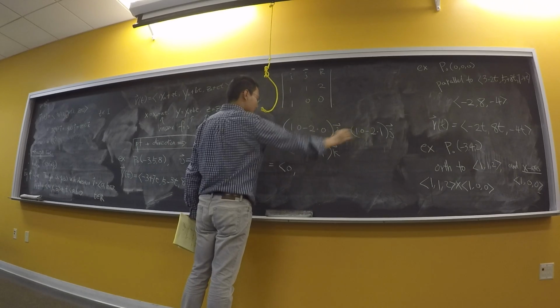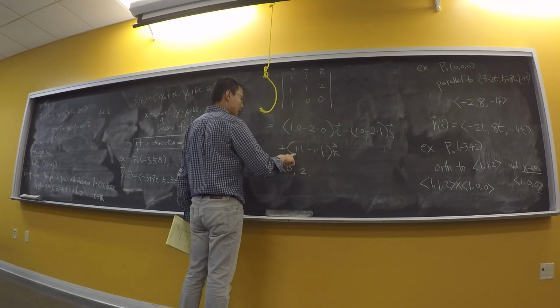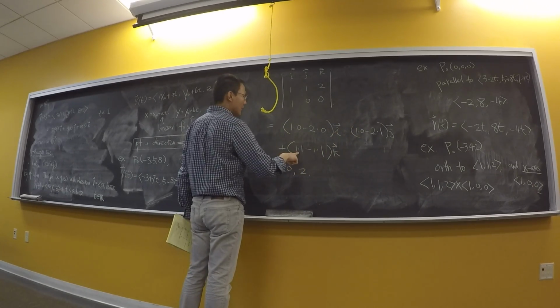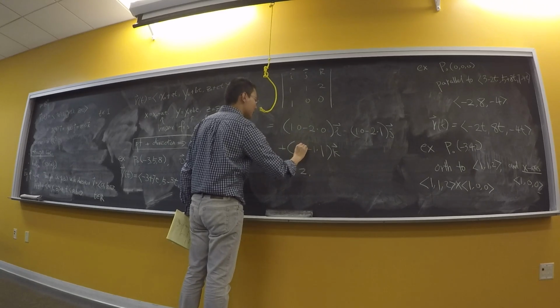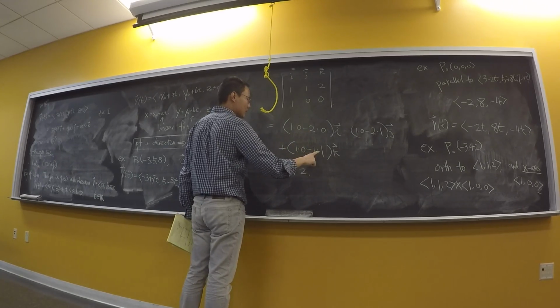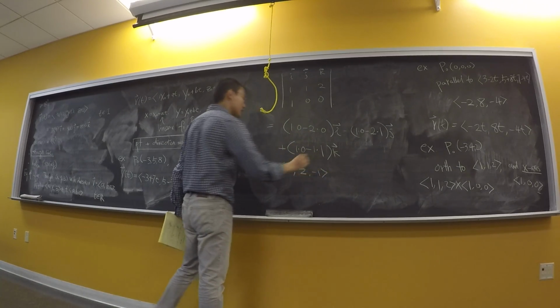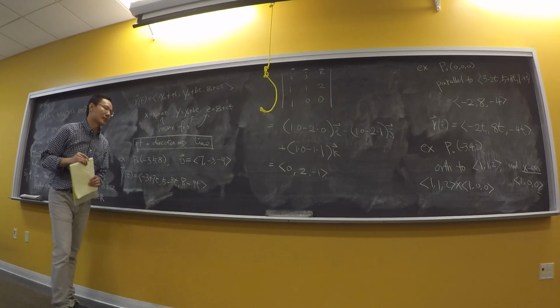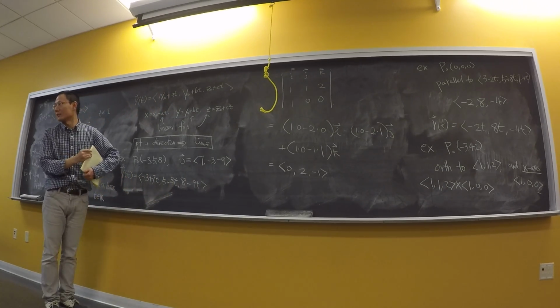2 minus 2 is going to be 2. Negative 1. And am I writing this? No, 1 times 0. So 0 minus 1 is minus 1. Okay? So this is going to be the vector we're looking for.